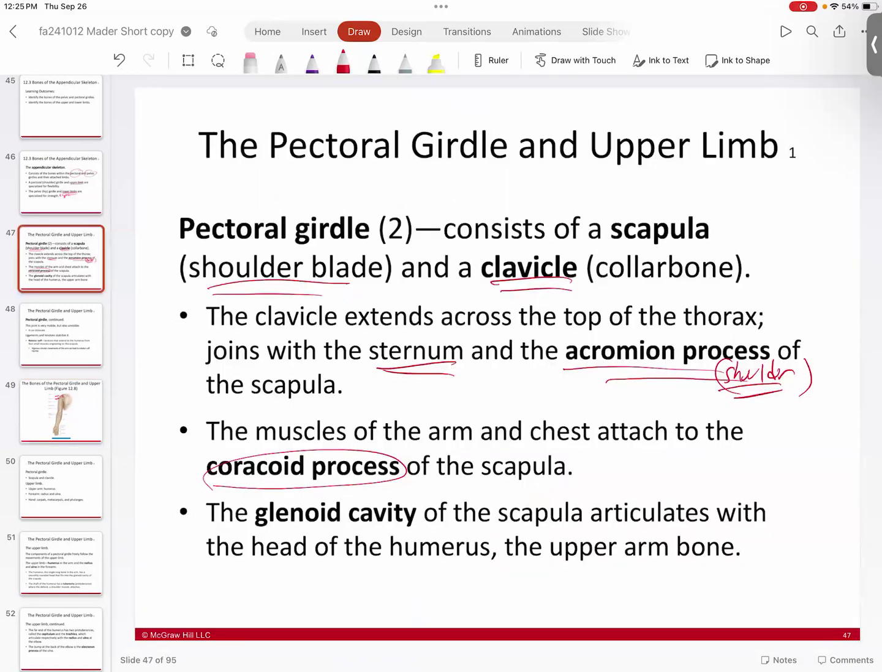And then within the scapula, you have what's called the glenoid cavity. And the glenoid cavity is basically the bowl that articulates with the head of the humerus to form your arm joint. Your shoulder joint is a ball and socket. And the ball is the head of the humerus. The socket is the glenoid cavity.